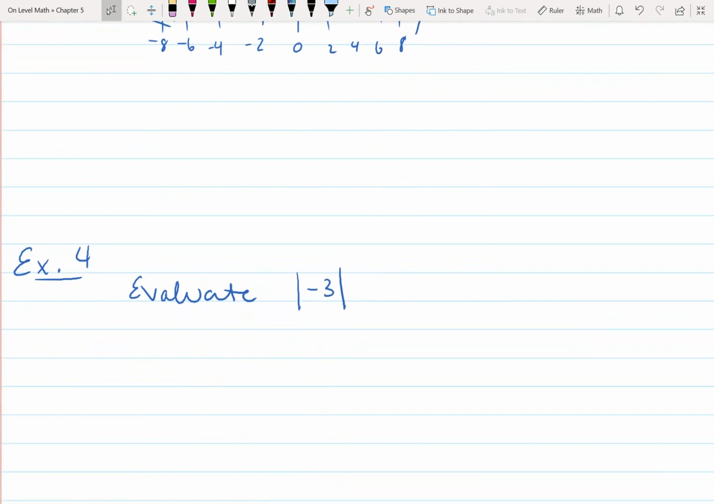Example 4. So here we've got the absolute value bars. So really this is saying evaluate the absolute value of negative 3. So the question is, how far away from 0 is negative 3? Well, it's 3 spaces, right? So if you're at 0, you have to go negative 1, negative 2, negative 3 on a number line. It's 1, 2, 3 spaces. So absolute value of negative 3 is 3.